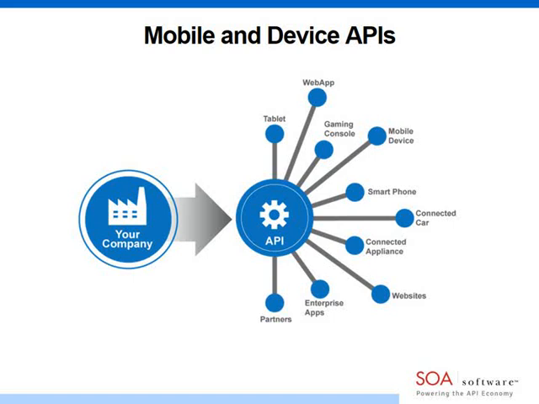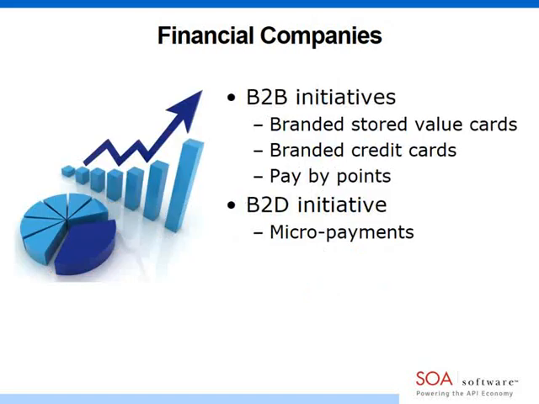So let's look at a couple of examples. If I look at a financial company, for instance, they might be looking for a couple of different B2B initiatives, like branded stored value cards. A credit card company might go out and say, well, I'm going to create a bunch of stored value cards for gift vouchers. Or I might go and start branding my credit cards for different companies or stores. Or I might want to allow people to pay on different websites with points, or with mobile apps with points, or maybe transfer points between mobile devices.